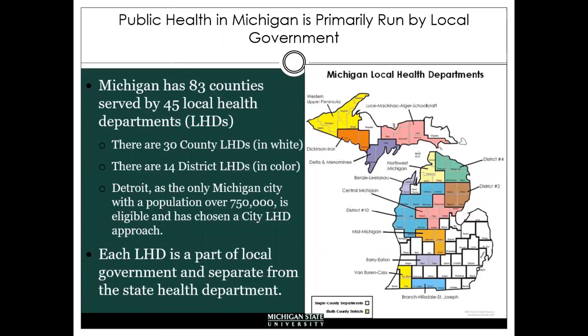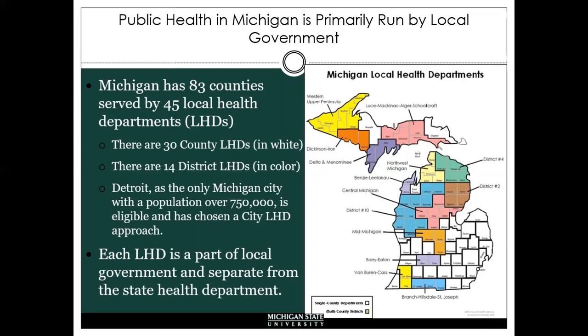Public health in Michigan is primarily run by local government. So there's 83 counties in Michigan, and we're served by 45 local health departments. There are 30 single county health departments, which are in white on this map, and there are 14 district health departments, which are in color.